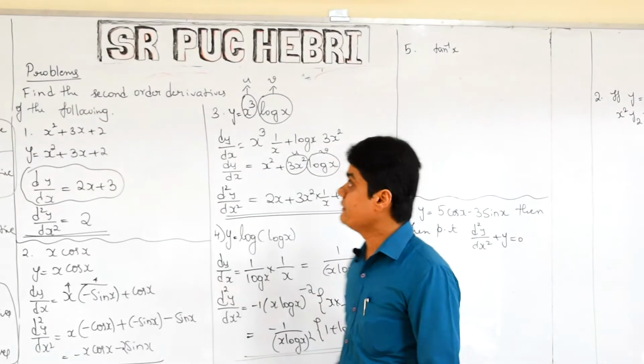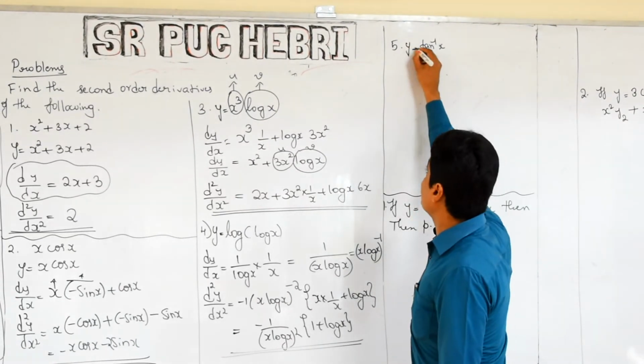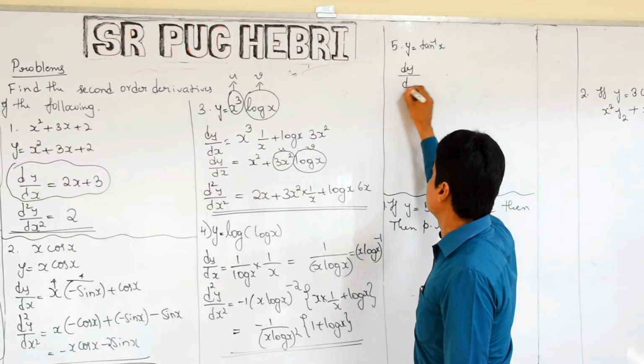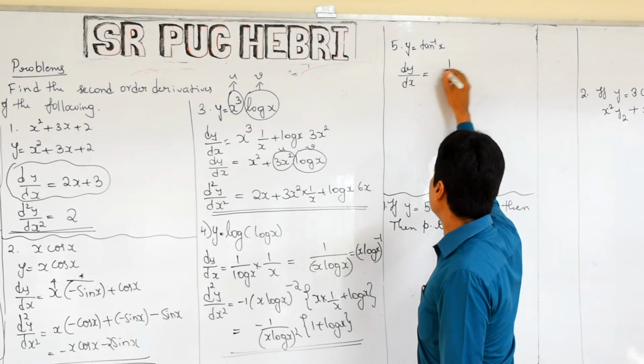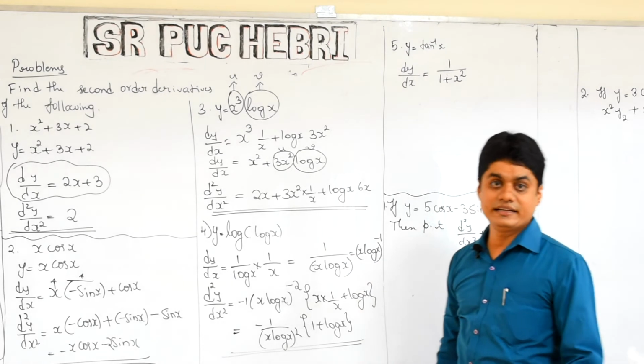ಓಕೆ, tan inverse of x. So what is the tan inverse of x differentiation? Directly you can write that. What is dy by dx? Tell me. Yeah, 1 by 1 plus x square. ಇದನ್ನ ಹೇಗೆ ಡಿಫರೆನ್ಸಿಯೇಷನ್ ಮಾಡ್ತೀರಿ?